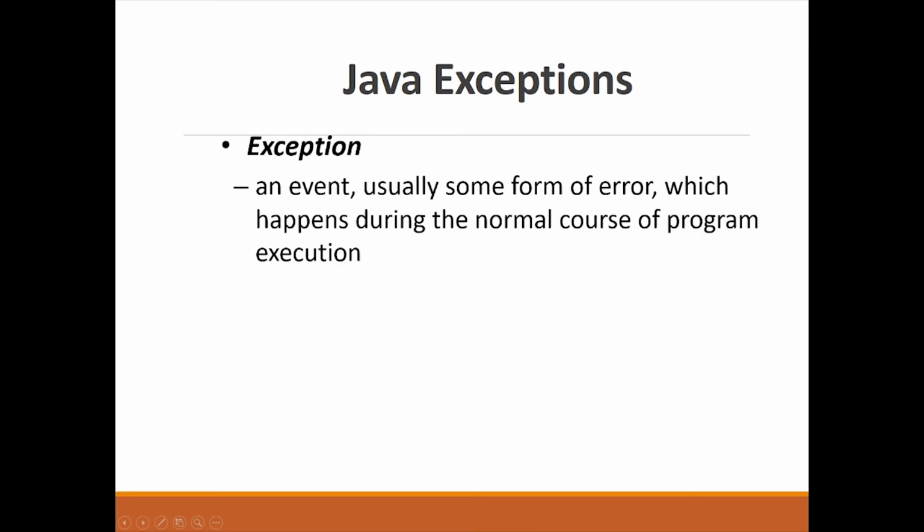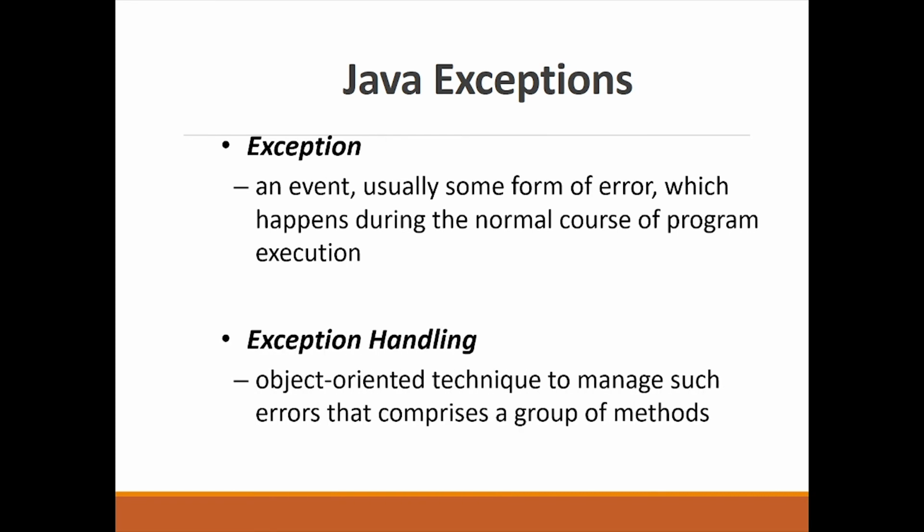So, first of all, what is a Java exception? A Java exception is an event, usually some form of an error, which happens during the normal course of program execution. To sum it up, exceptions are the errors that are encountered by your programs when it is running. Okay, so now, what is exception handling?